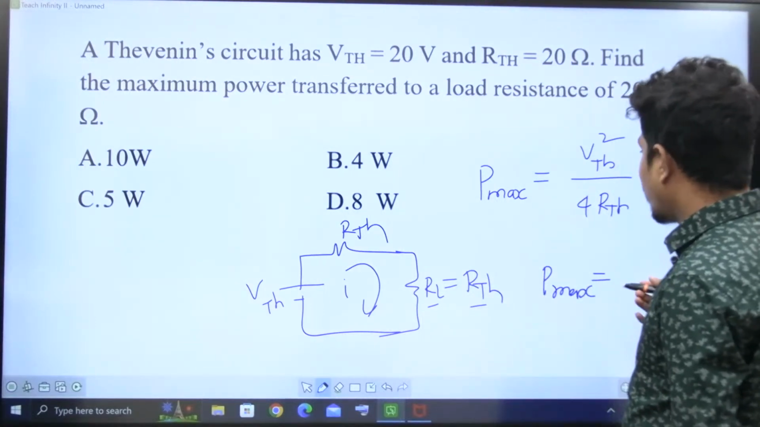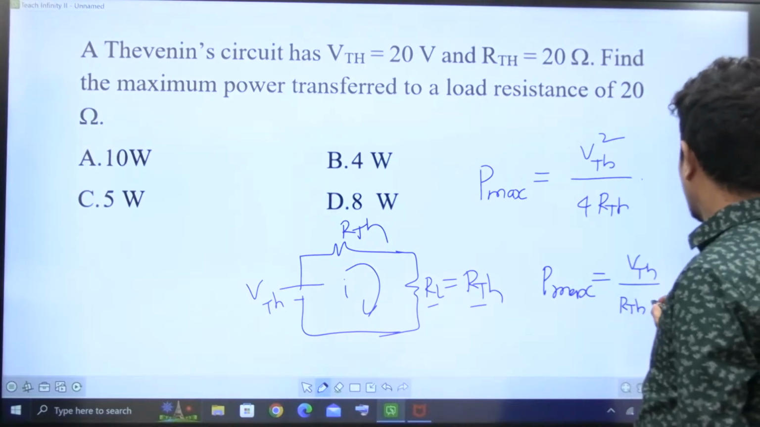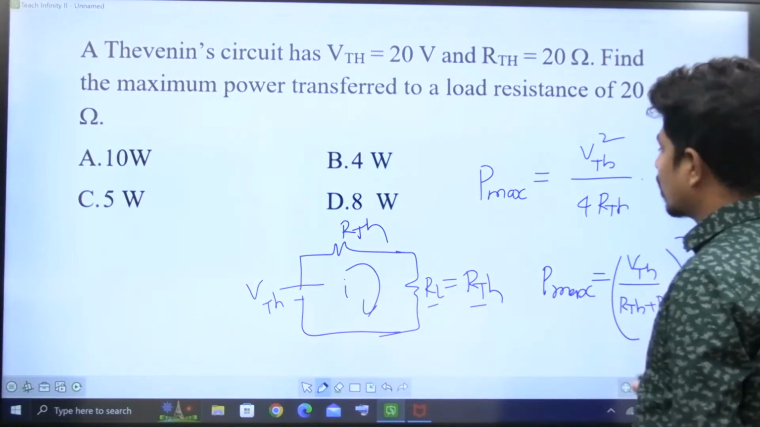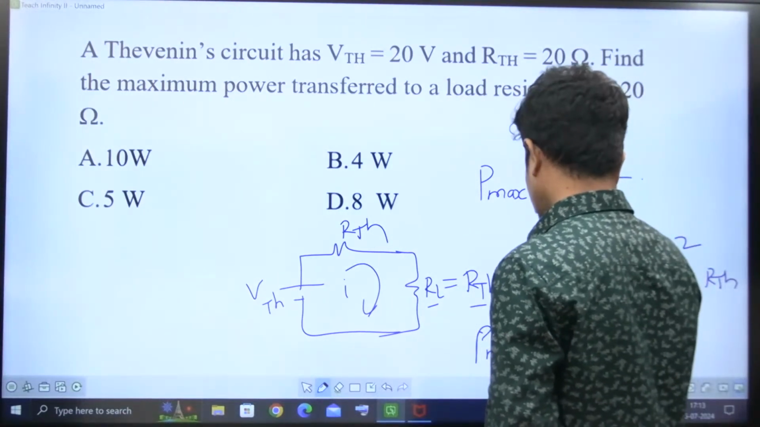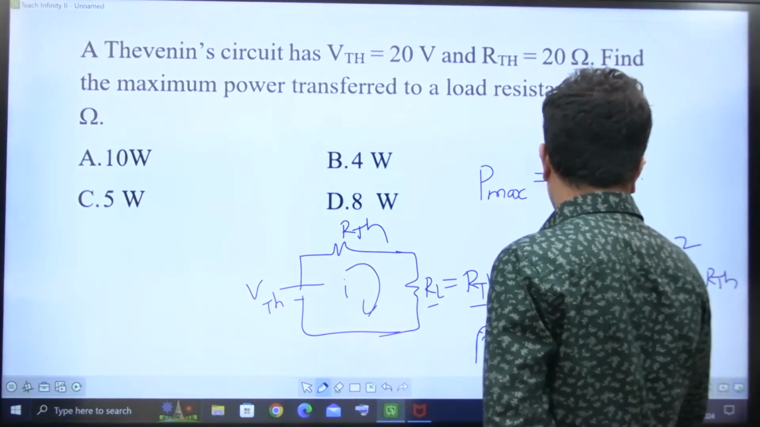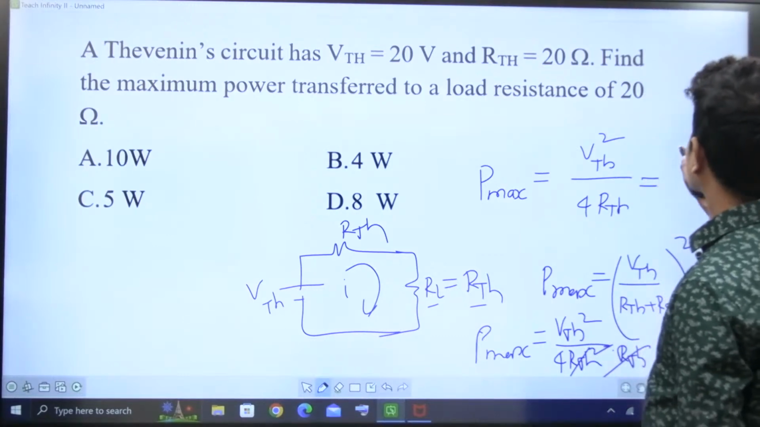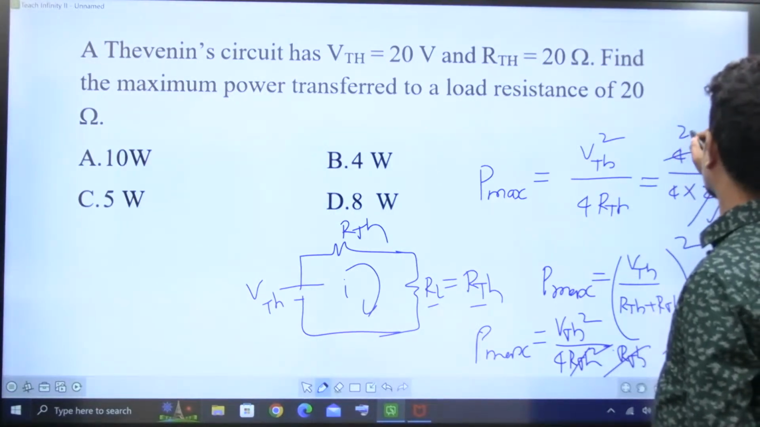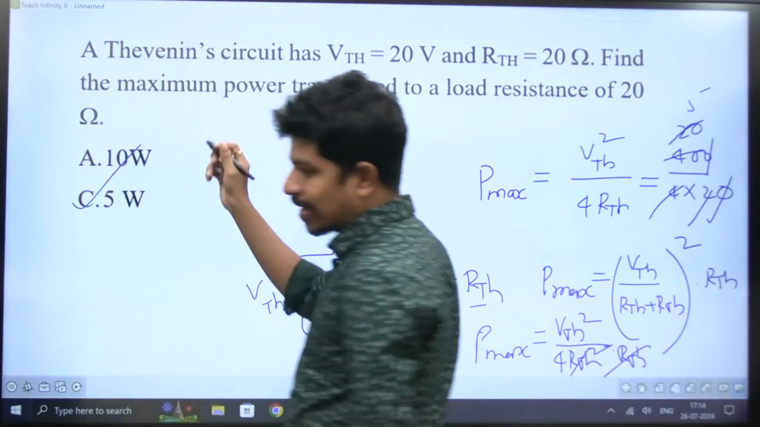That is I square. What is I? VTH by RTH plus RL. This is the current, whole square, into RTH into RL actually, but RL is equal to RTH. So P max is equal to VTH whole square by 4 RTH into RTH. Sorry, 4 RTH square, so VTH whole square by 4 RTH. 400 divided by 4 into 20, that is 5 watts. Please correct me if I made any mistake in the calculation part.